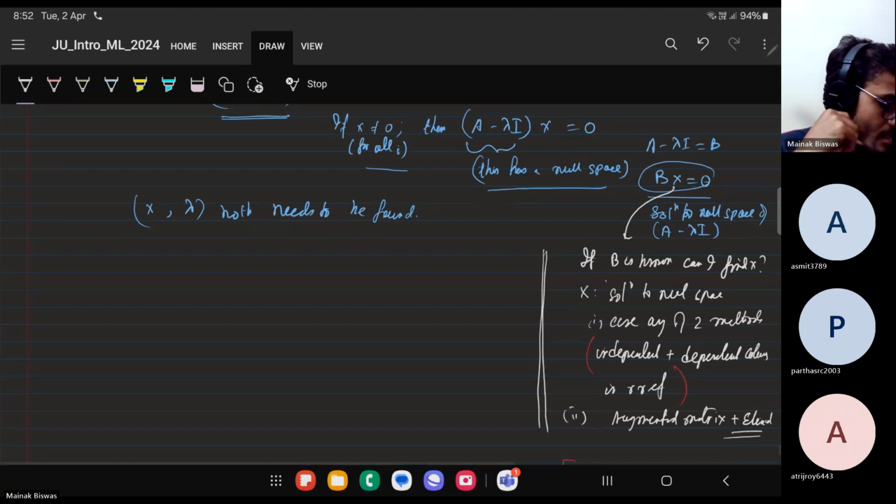But how do I find the values of lambda then?